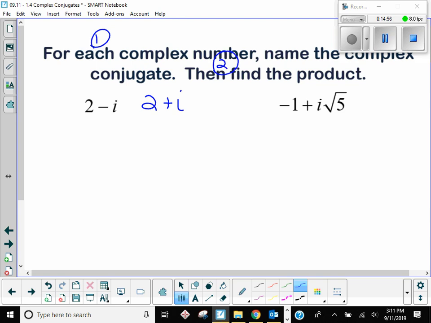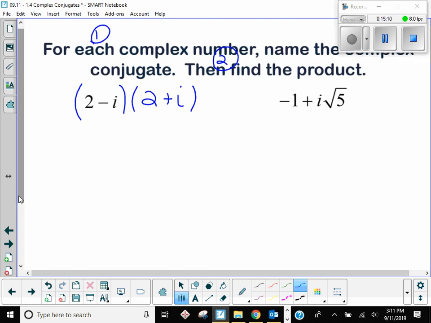Product means which operation? Multiply, right? Now we're going to multiply those two things. And this is where the magic comes in. And maybe you think magic is a strong word to use in mathematics class, but I like it. So we have these two binomials. You can do FOIL, remember? You can do box method, whatever you like.